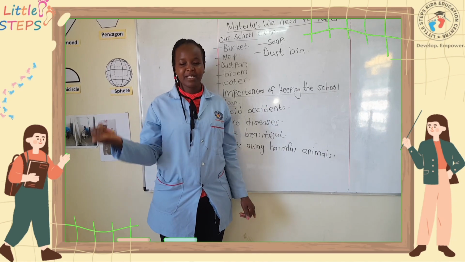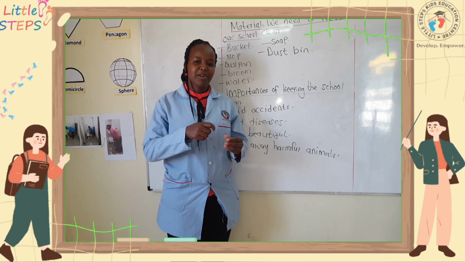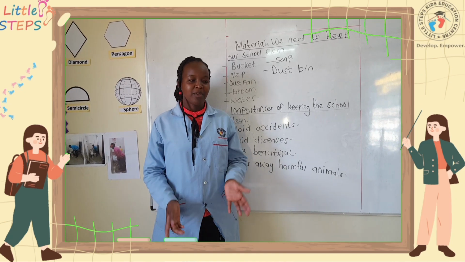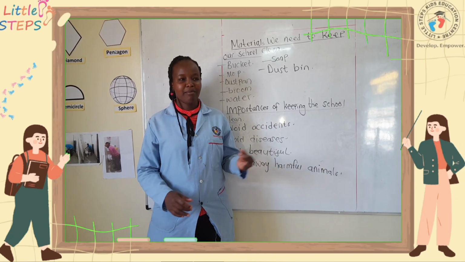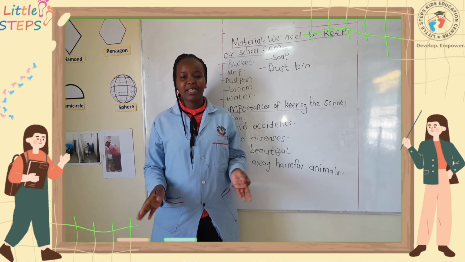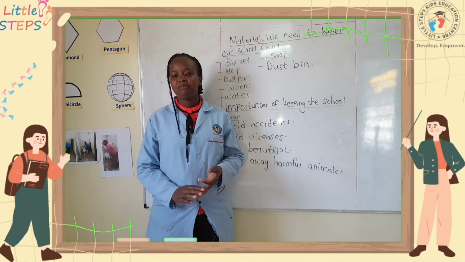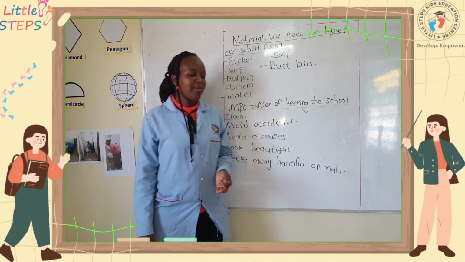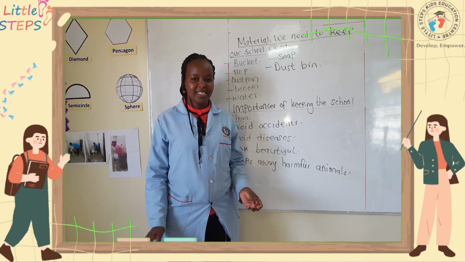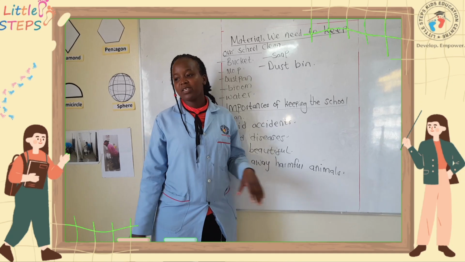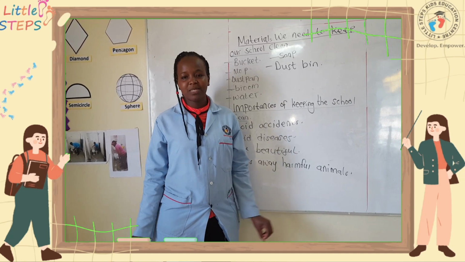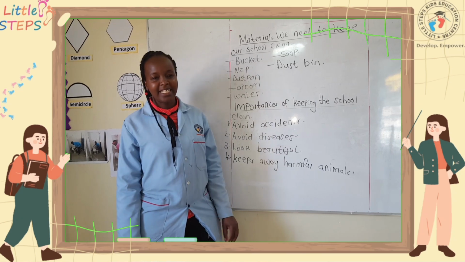Number one, you have the pencil chips, whereby when you sharpen your pencils, they can make the school floor so messy. We also have the dry leaves, whereby the trees outside, when the leaves fall, they can really make the compound messy. We also have plastic bottles, whereby if you do not dispose of them in the right way, they can make the school very messy and very dirty. Apart from that, we have the broken lockers and the broken chairs. If not well disposed of, they can also make the school dirty.